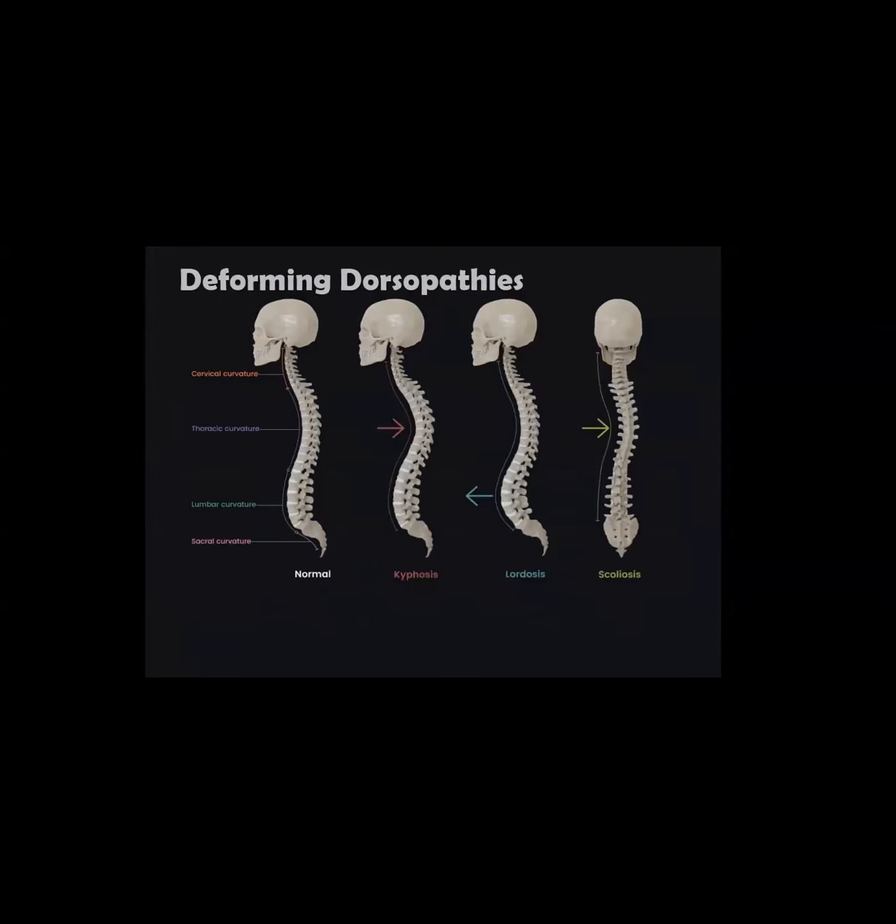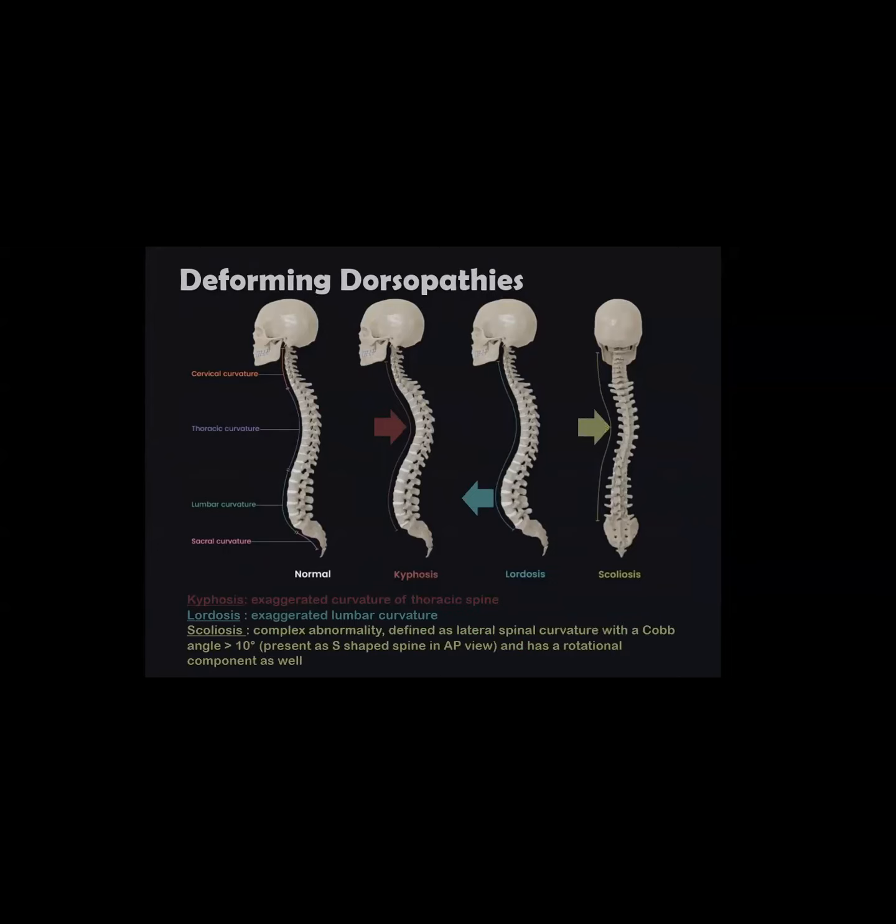Deforming dorsopathies. The first picture is the normal curvatures. The second one, the kyphosis, is the exaggerated curvature of the thoracic spine. Lordosis is exaggerated lumbar curvature. And scoliosis is a complex abnormality defined as lateral spinal curvature with an angle of more than 10 degrees, presenting as an S-shaped spine in AP view, and has a rotational component as well.